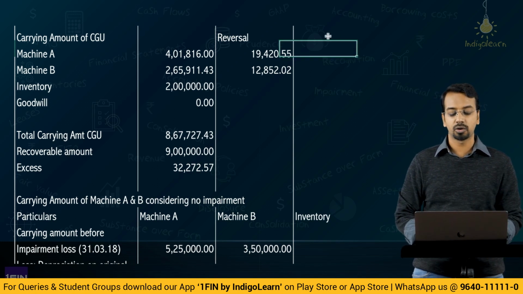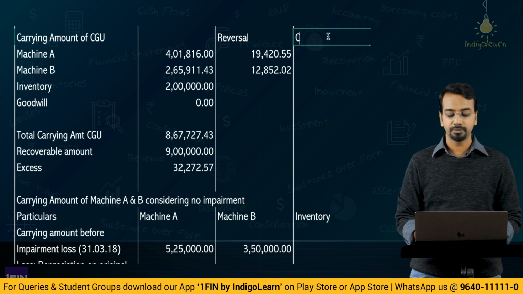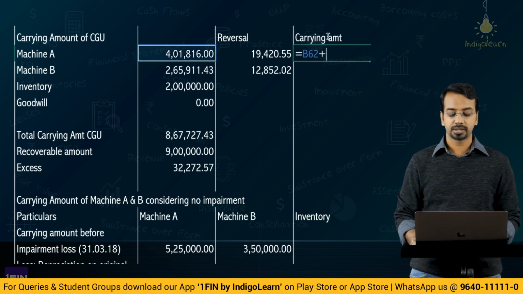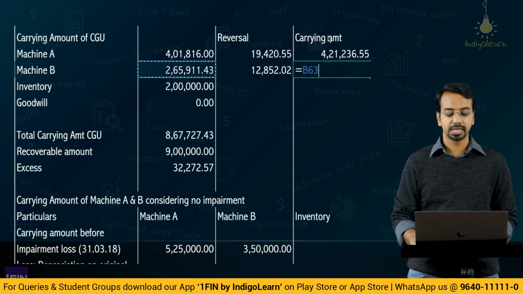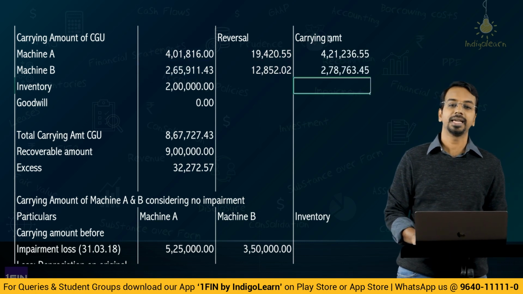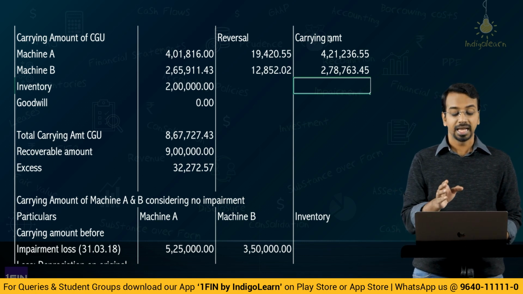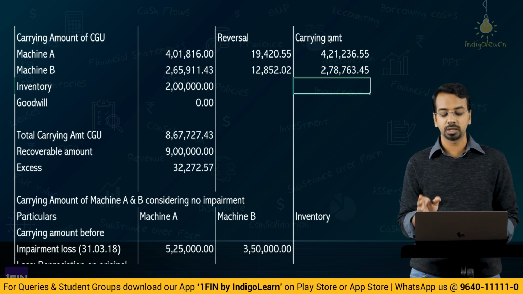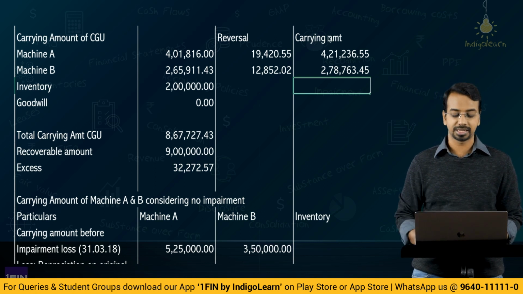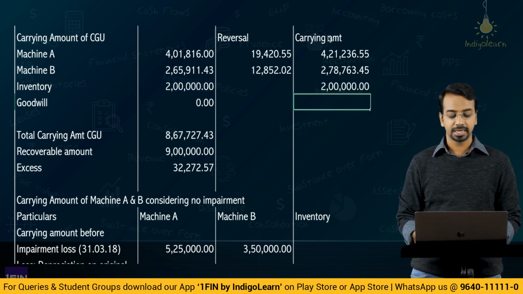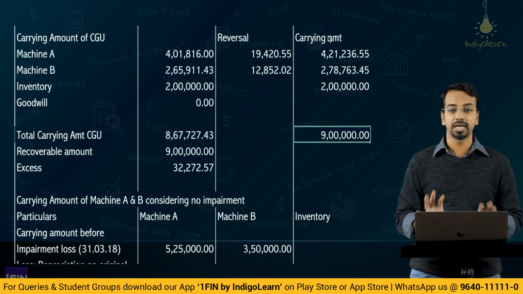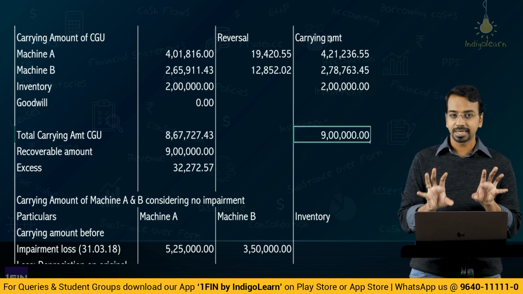Then once you got that, your carrying amount would have been this plus this: 4,01,816 plus 19,420, that is 4,21,236, and 2,65,911 plus 12,852, that is 2,78,763. Inventory would be at 2 lakhs and the total would have been at 9 lakhs. Okay, this is the second scenario.